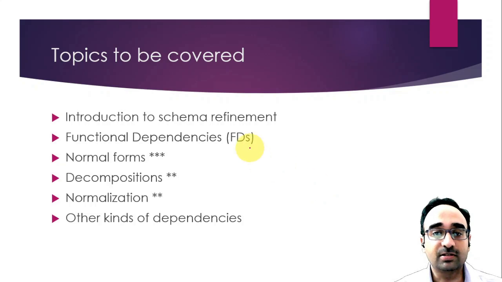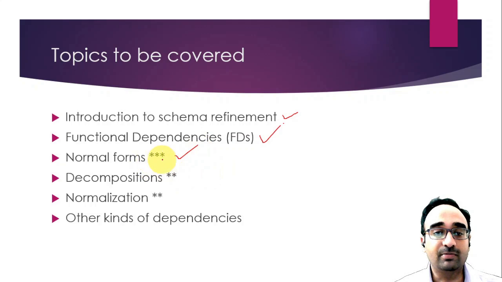So the different topics that are going to be covered in this module 4 are, first, introduction to schema refinement. We will see what is schema refinement, or you also call it normalization. So why do we go for normalization and how? And then we will look at something called functional dependency, in short called FDs. Next, after looking at functional dependencies, we will look at different normal forms.